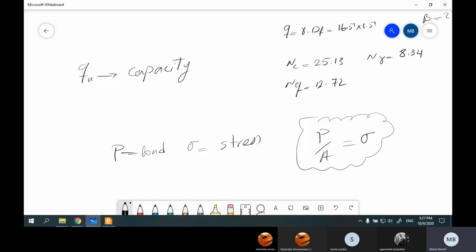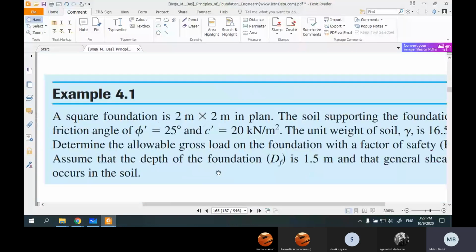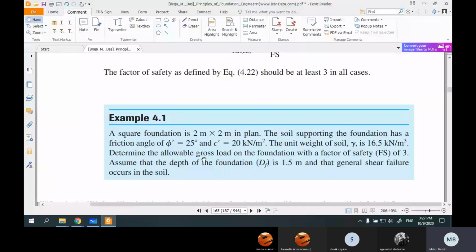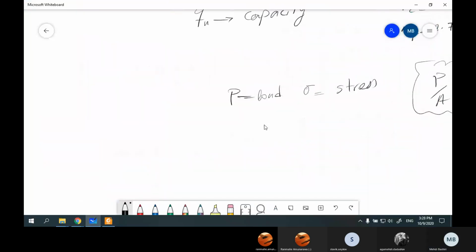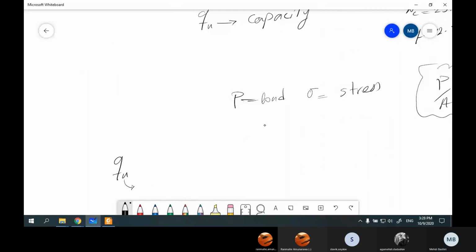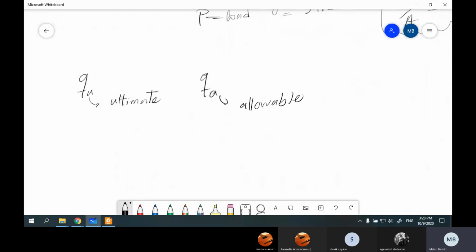So you have to pay attention to the final purpose of the question. Here you can see it says find the allowable gross load, not allowable capacity or allowable stress. Again, you also have to pay attention to this one. This means ultimate, but this one is allowable. If you remember from strength of material, allowable stress or allowable capacity is ultimate capacity divided by safety factor. So pay attention to the notations.